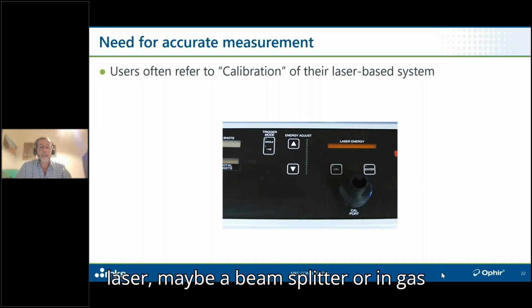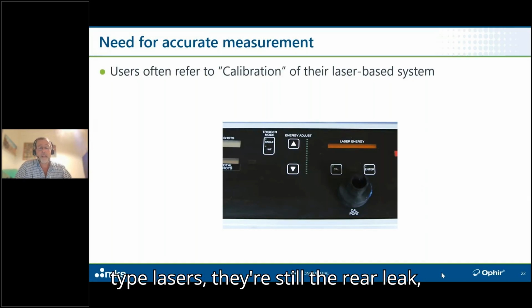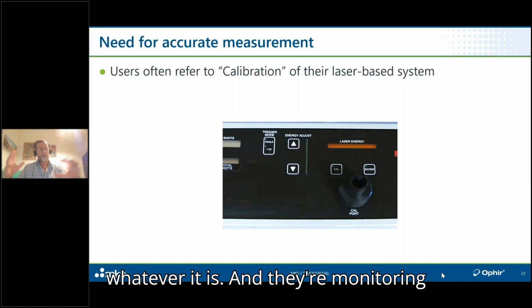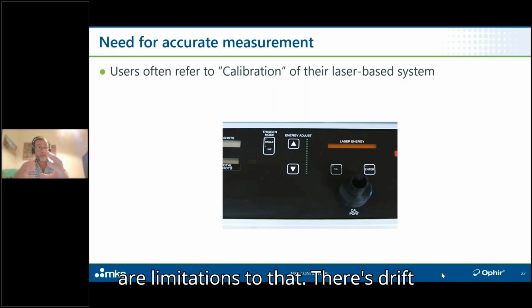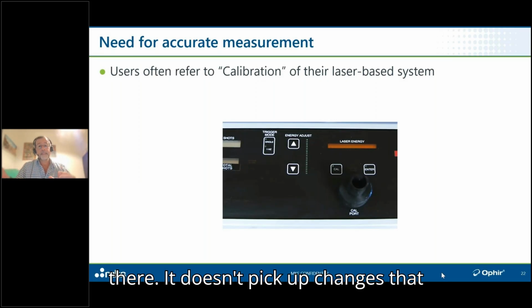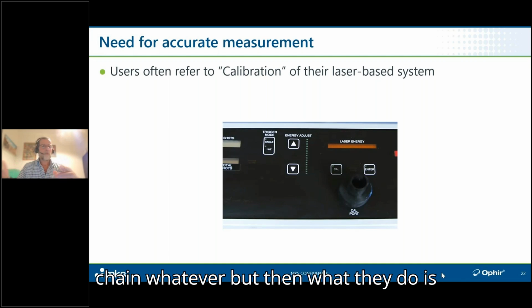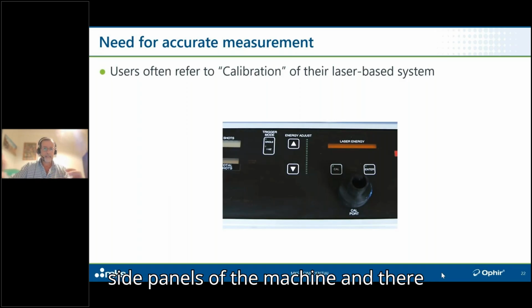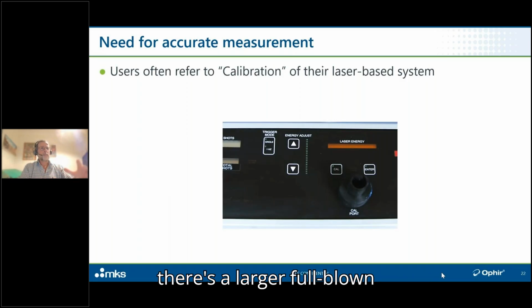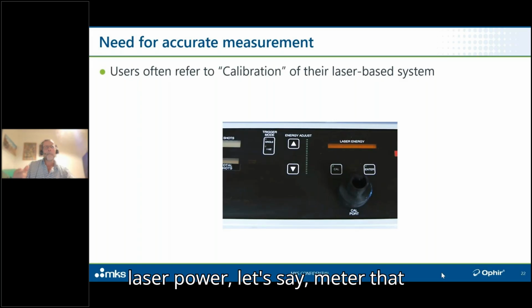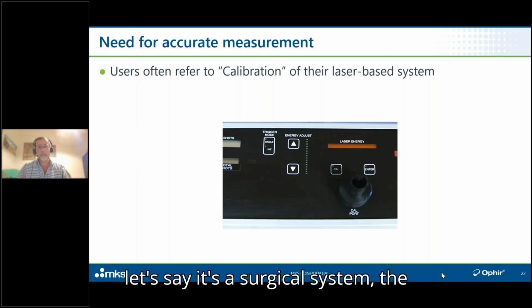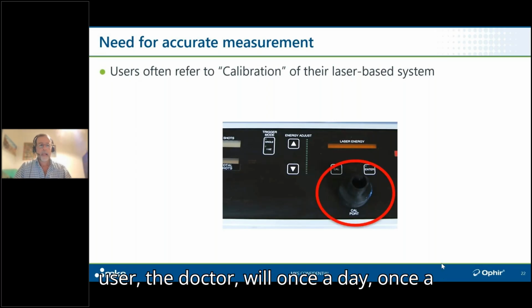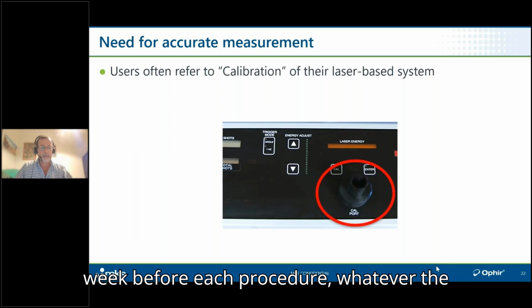But then what they do is they have an opening in one of the side panels of the machine, and there's a larger full-blown laser power meter that measures the full power of the beam. Let's say it's a surgical system: the doctor will, once a day, once a week, before each procedure, whatever the needs are, take the handpiece, stick it into that hole, and fire the laser once, and the system will compare what it's really measuring to what that monitoring detector thinks the power is, and if it needs to make any internal adjustments, it does so. It's a very neat solution that we've come across quite often.